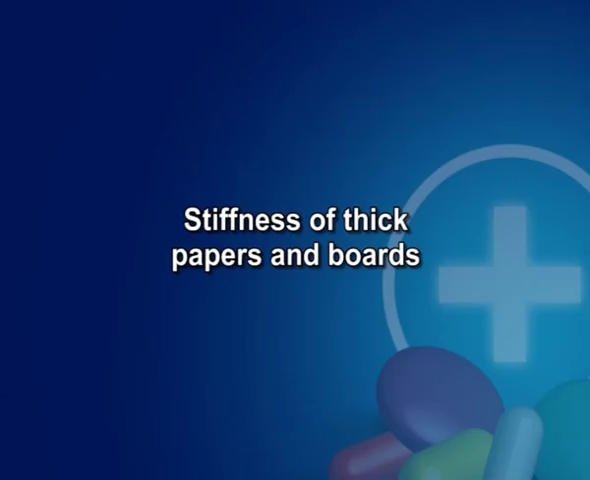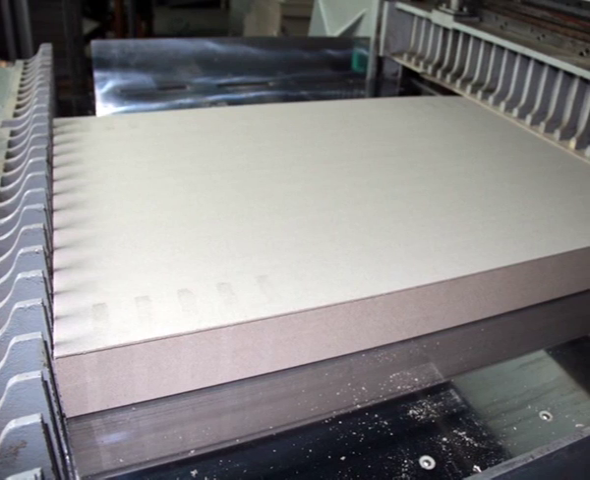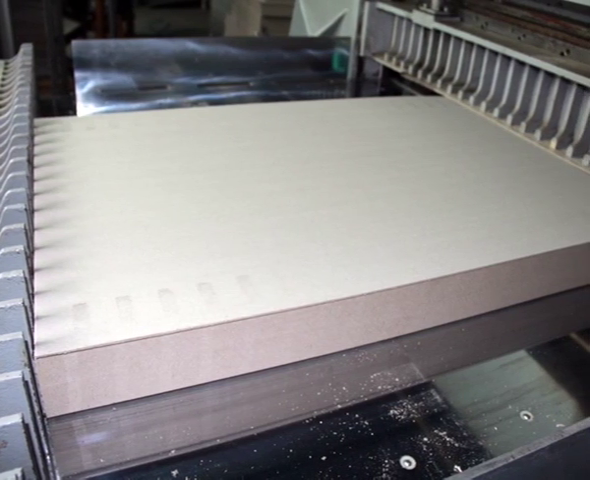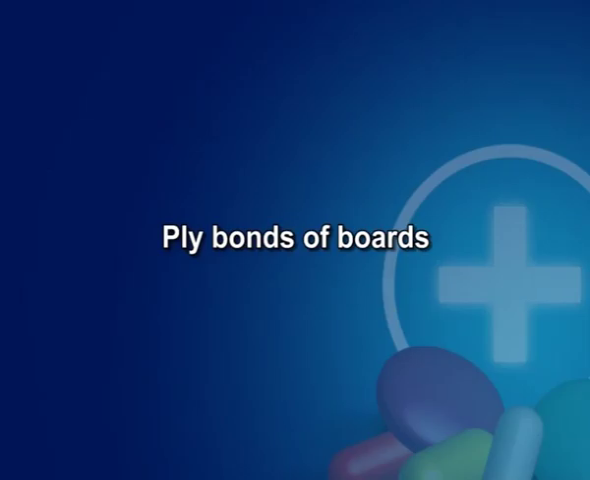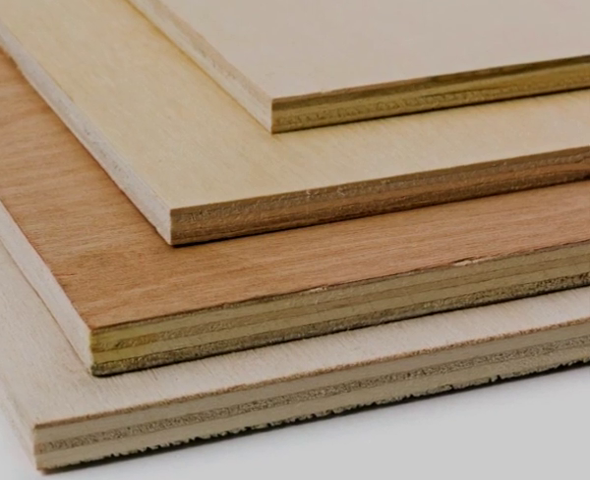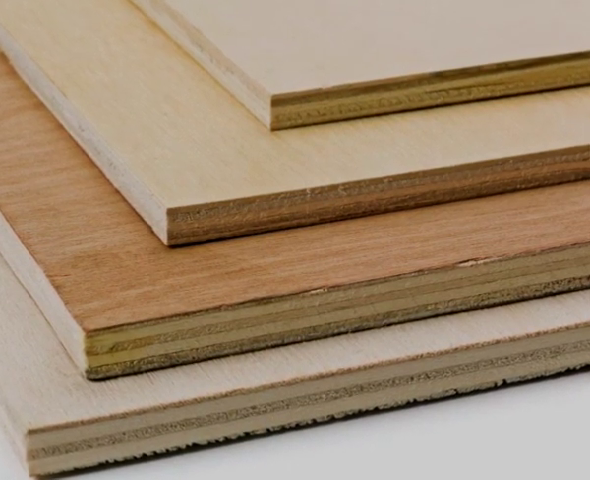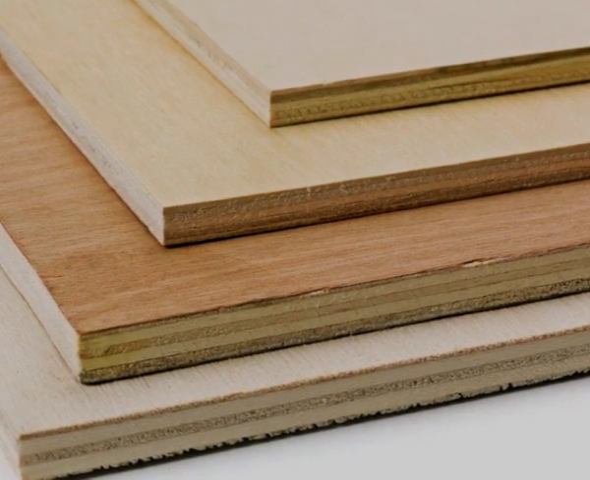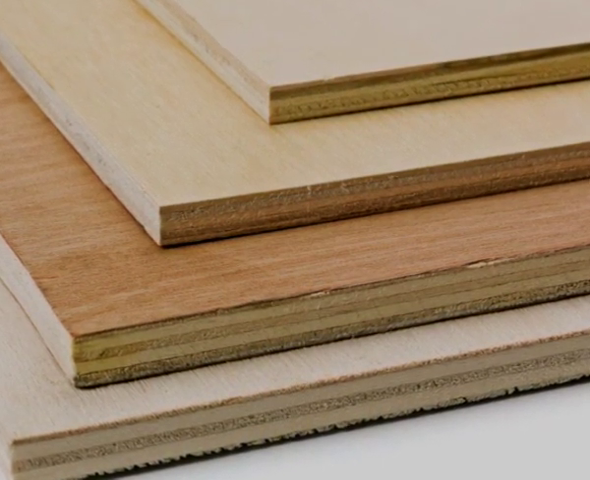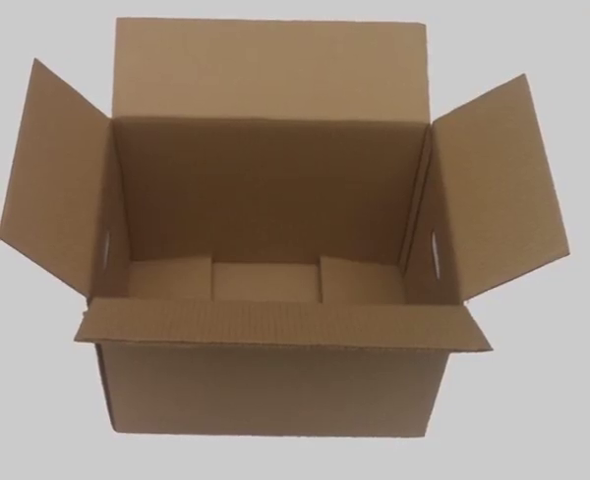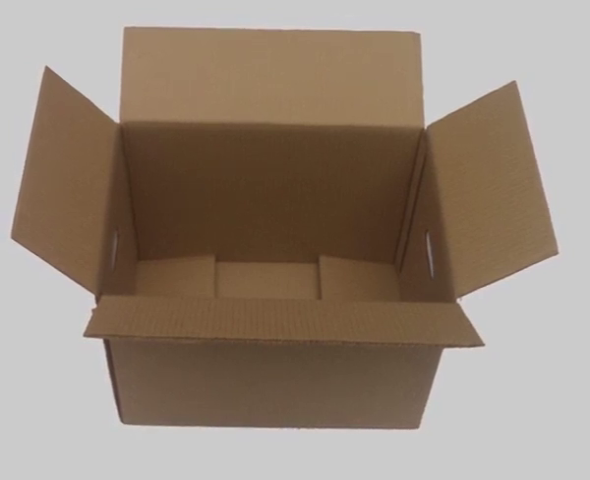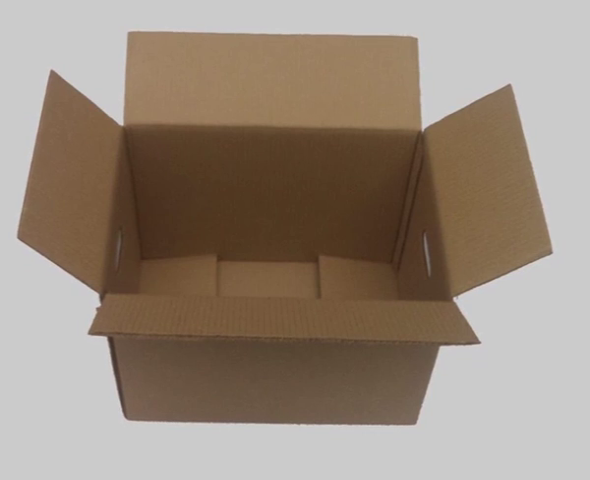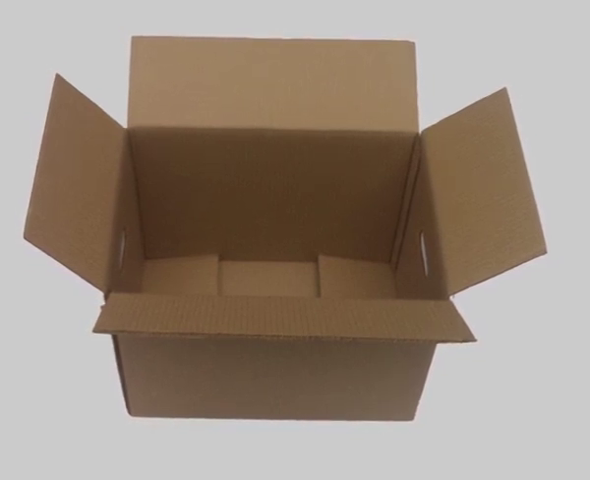Number 13. Stiffness of thick papers and boards. This is the degree of resistance offered by a paper or board when it is bent under specified conditions. Number 14. Ply bonds of boards. This test ensures that the various plies of a multiply board have bonded together enough to ensure that they will perform satisfactorily in service. This test applies not to boards that use an adhesive as the bonding agent, that is pasteboard, but to those in which the plies are joined by heat and pressure only.